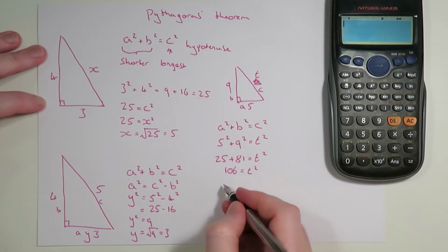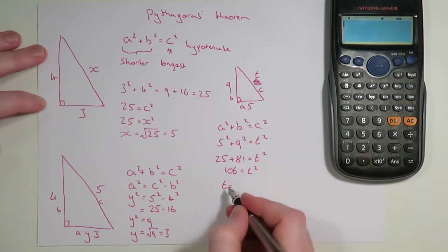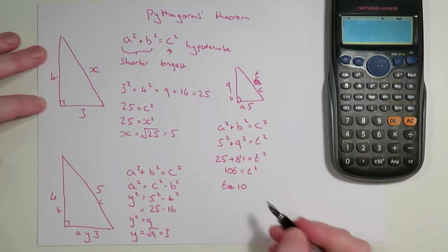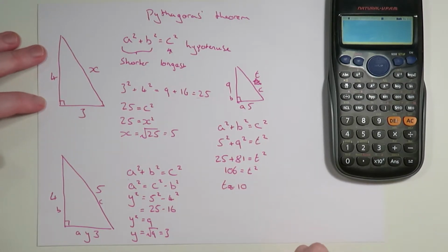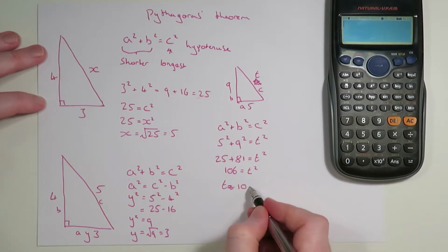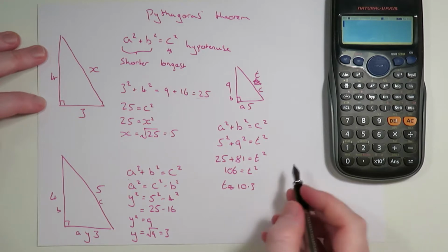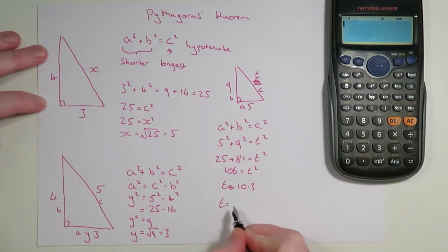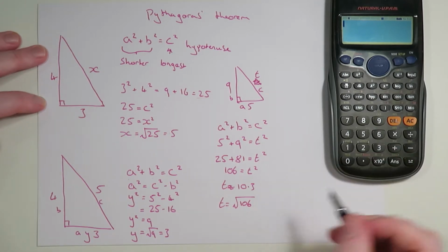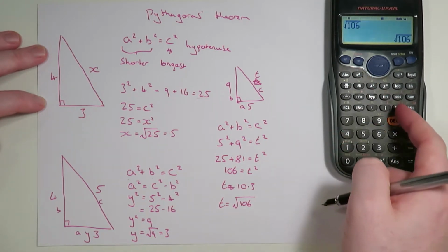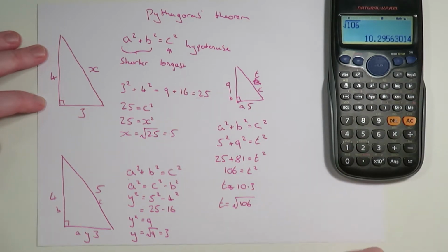Now if you didn't have a calculator here, you would say that t is approximately 10.1, 10.2, 10.3, that kind of range. I'm just going to guess 10.3. But if you do have a calculator, then you can say t is equal to the square root of 106. That's why I've got my calculator here. So if we do the square root of 106, press equals, 10.295.